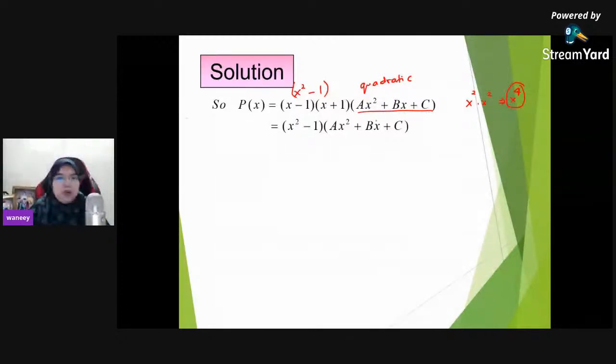But I didn't know what the values of a, b, and c are. So I'll just leave them as ax squared plus bx plus c.